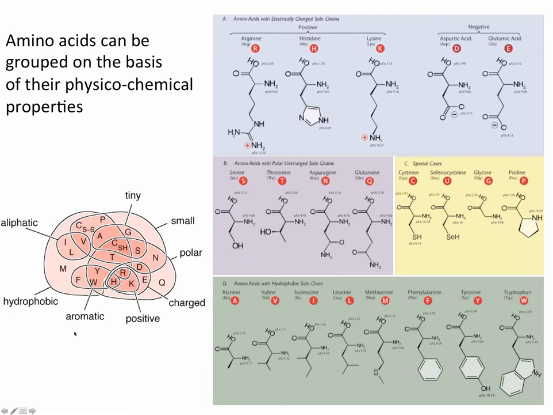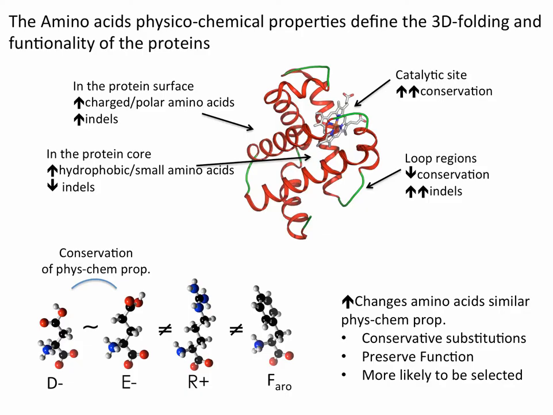Here is a Venn diagram representation of the clustering of amino acids attending to these physicochemical characteristics. These common features shared by some amino acids imply that some changes will occur more naturally than others. For example, the change of one amino acid for another with the same size and physicochemical properties is more likely to be selected than its replacement by another with different properties.